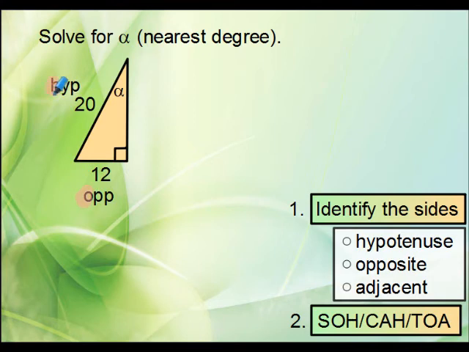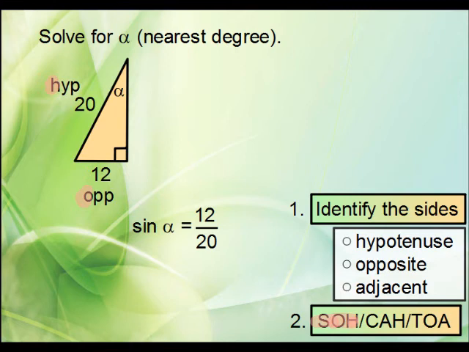Just as before, opposite, hypotenuse, we want to use SOHCAHTOA here to tell us what to do. The opposite and the hypotenuse side is used for the sine. So we're going to use the sine to help figure out the angle. Therefore, we write the sine of alpha equals the opposite side, which is 12, over the hypotenuse, which is 20.